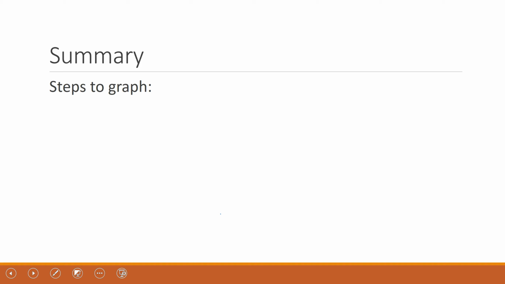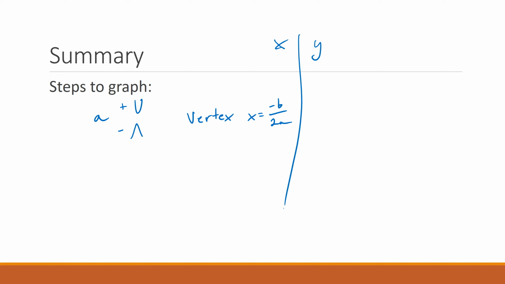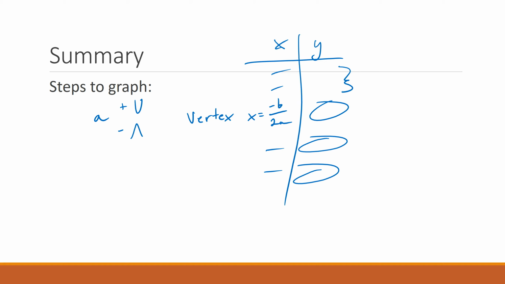All right, that's all I have for you today. Here's the summary. Steps to graph. First of all, take a look at A. If it's positive, it's going up. If it's negative, it's going down. Next, we need to find the vertex. We can find the x-coordinate of the vertex by going negative b over 2a. After we find that, we're going to put that in the middle of an xy table. We're going to do 2 points on either side. We're going to find this point, this point, this point, and we're going to use symmetry to find these points. That'll give us the parabola.